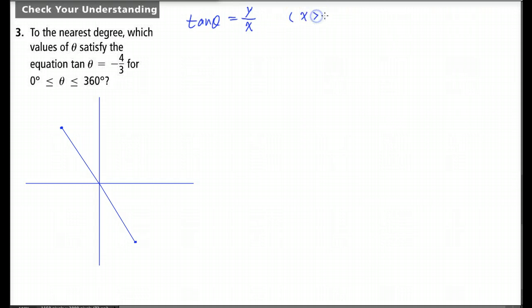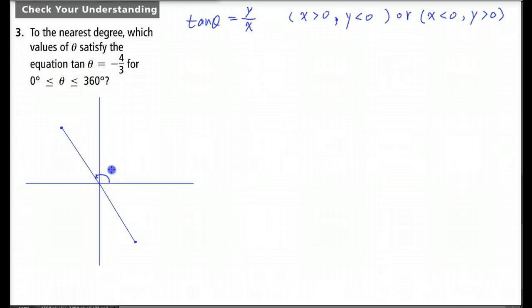And since the value is negative for this ratio, we could have either x positive and y negative, or x negative and y positive. Okay, you have these two possibilities, and then we can tell the angle must be either in the second quadrant or the fourth quadrant. So we have these two angles.